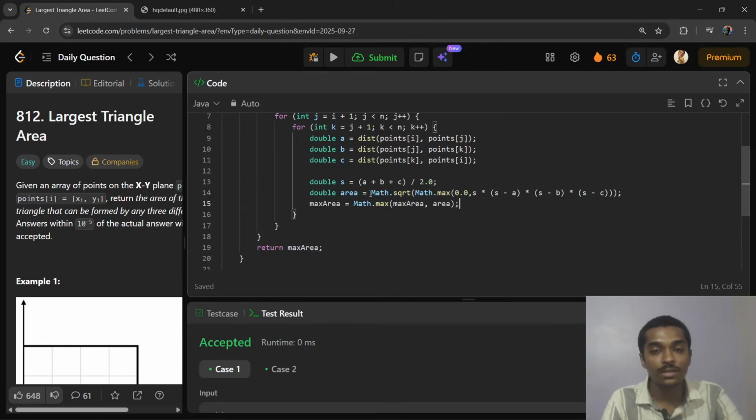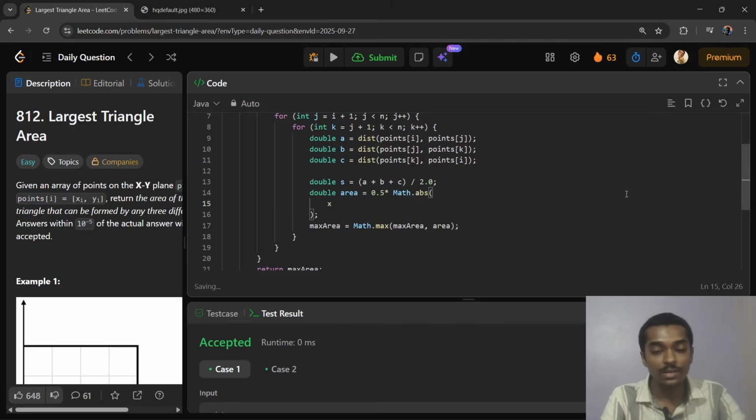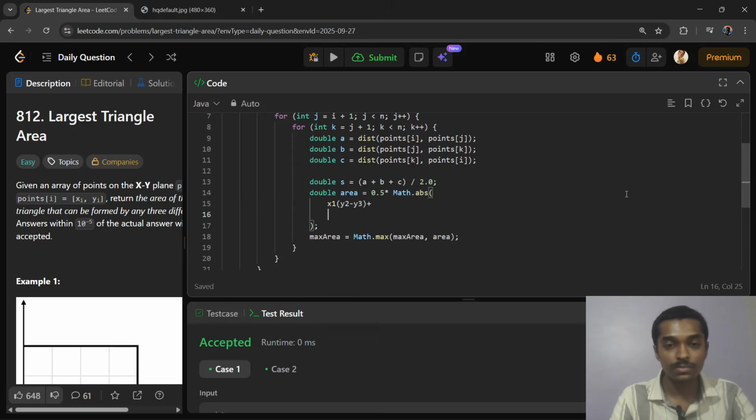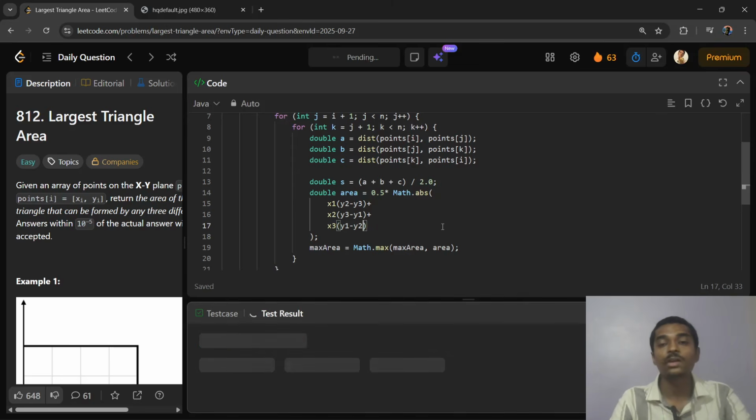So the area is nothing but 0.5 multiplied by Math.abs of: if you choose x1, then you subtract the other two y coordinates, y2 minus y3, plus, if you choose x2, then you subtract the other two coordinates, y3 minus y1, plus, if you choose x3, then you subtract the other two y coordinates, y1 minus y2. This is the area. Let's try to run it.